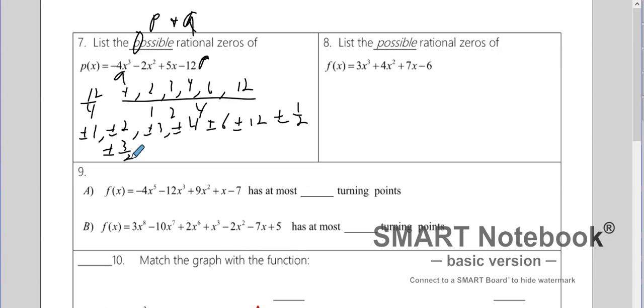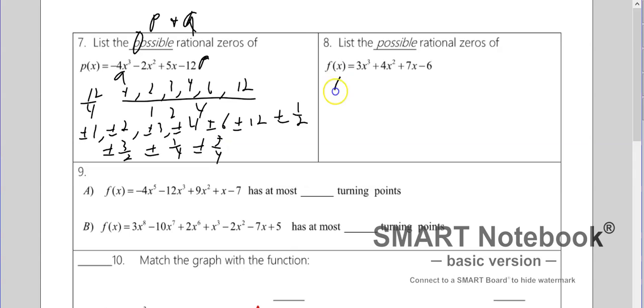Now we're going to divide everything by 4. So we need 1 over 4. 2 over 4 is 1/2, which we already have. 3 over 4, we need that one. 6 over 4 is 3/2, we already have. And 12 over 4 is 3, we're done. That's it. Not hard, just time consuming to make sure you get every one of them.